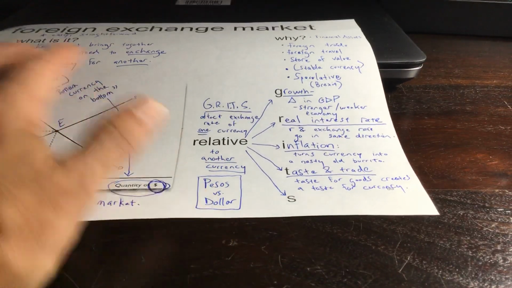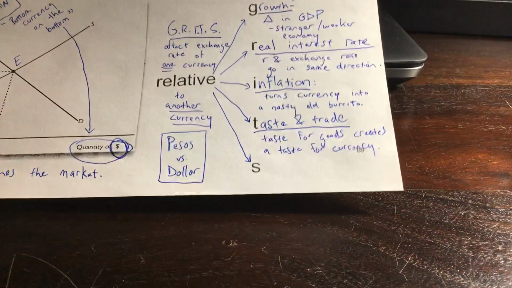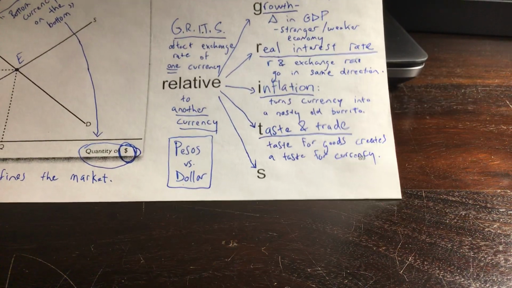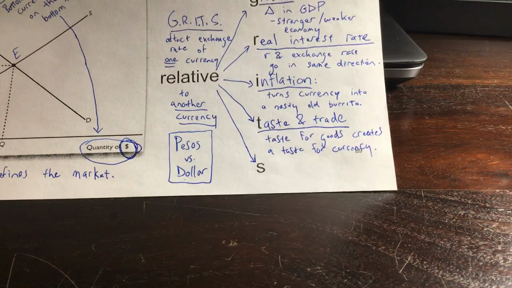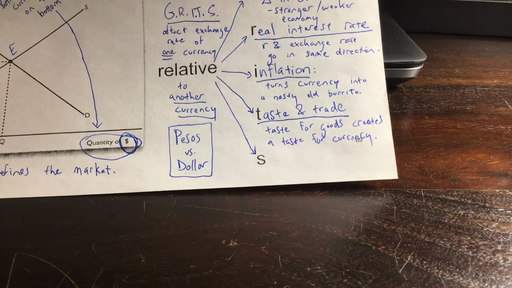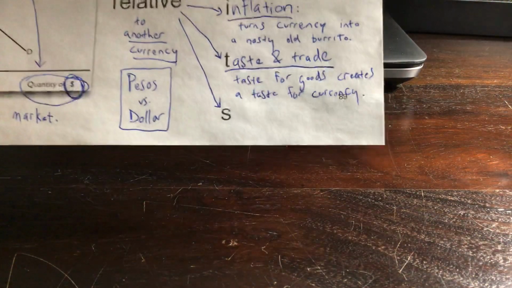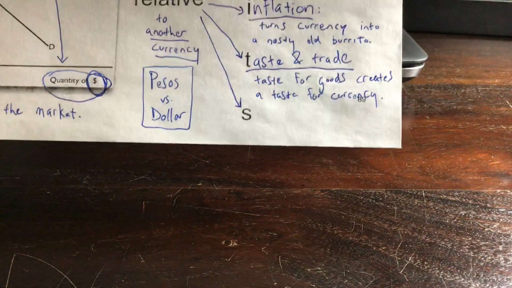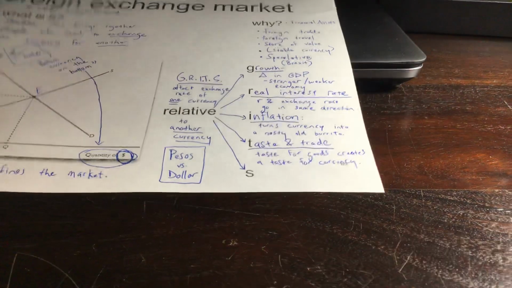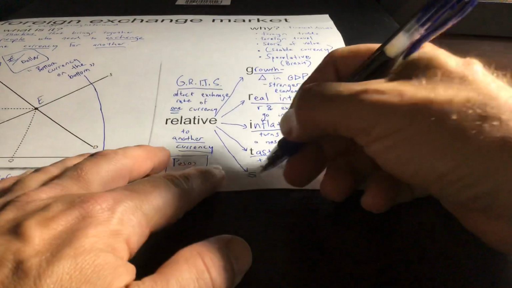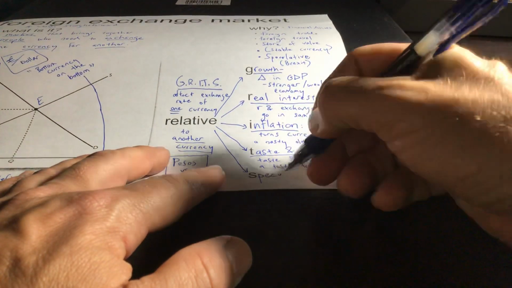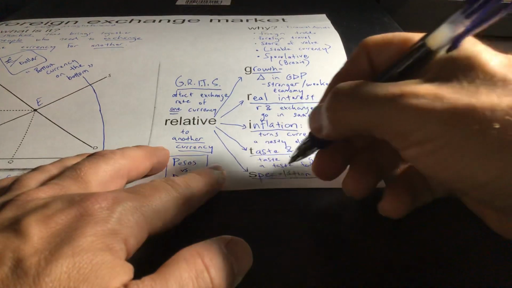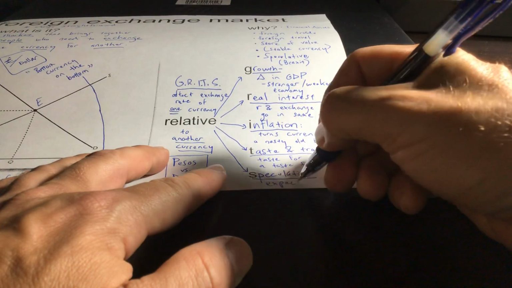So if pasta becomes real popular, people want Italian currency. They want euros to buy pasta with. German cars, very popular. You want those euros to buy German cars with. All right, because you want to buy those cars. You need that money to buy that car and trade for it. So you need that currency. Then the last one is speculation. And that is expectations.